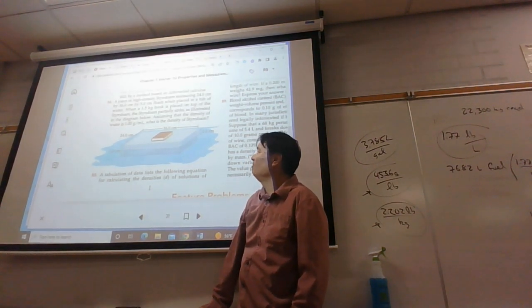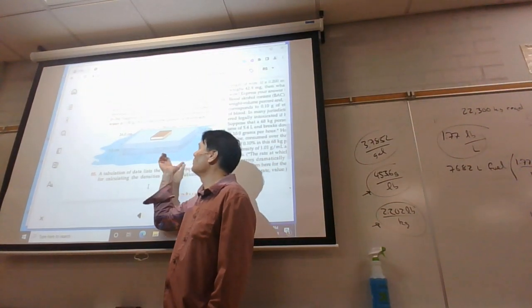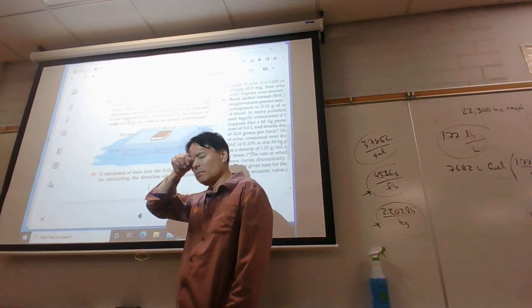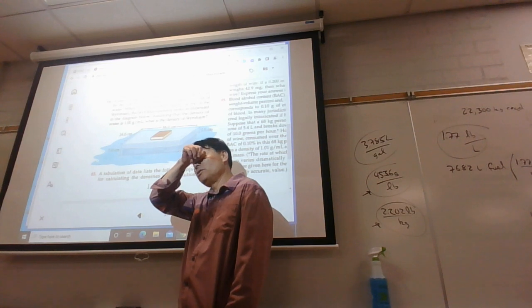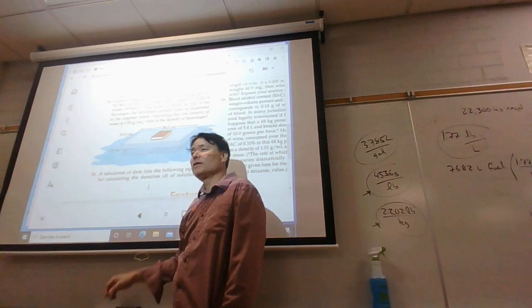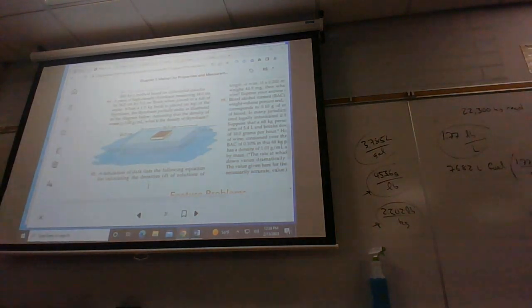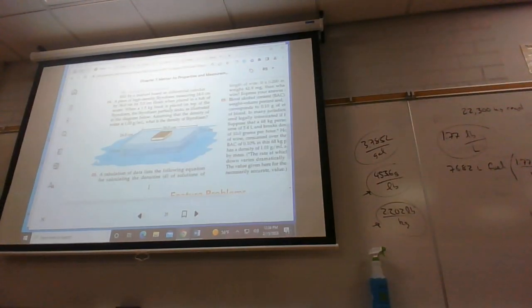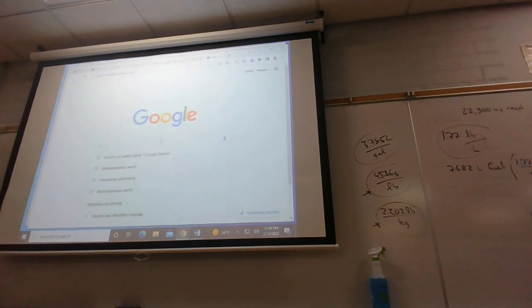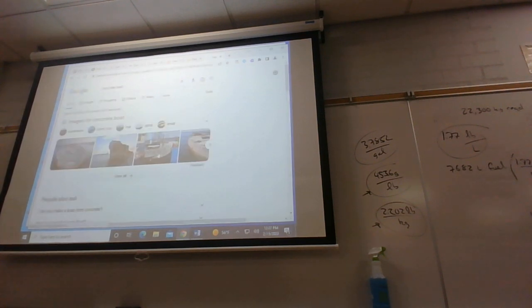This one, number 84: have you ever seen the concrete boat? What's more dense, concrete or water? Concrete. Should concrete sink? Not always. If you get a pocket of air, it can float.